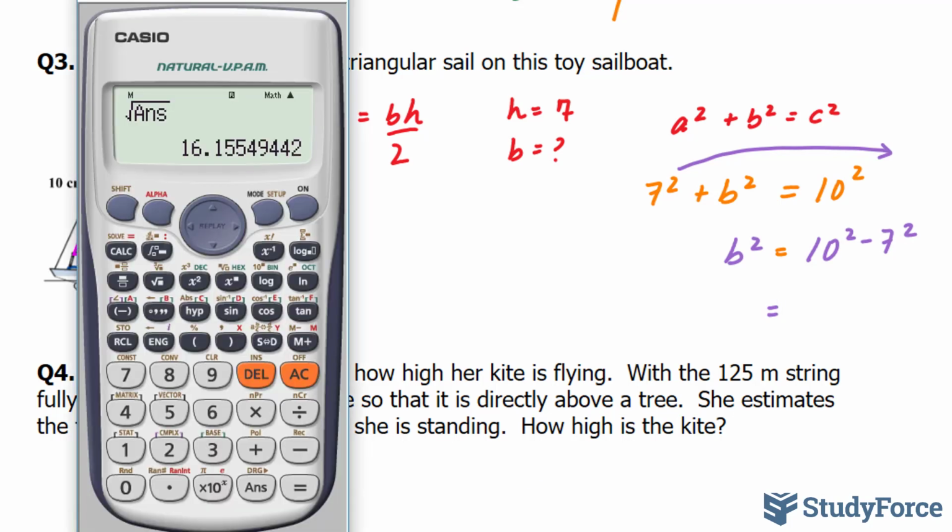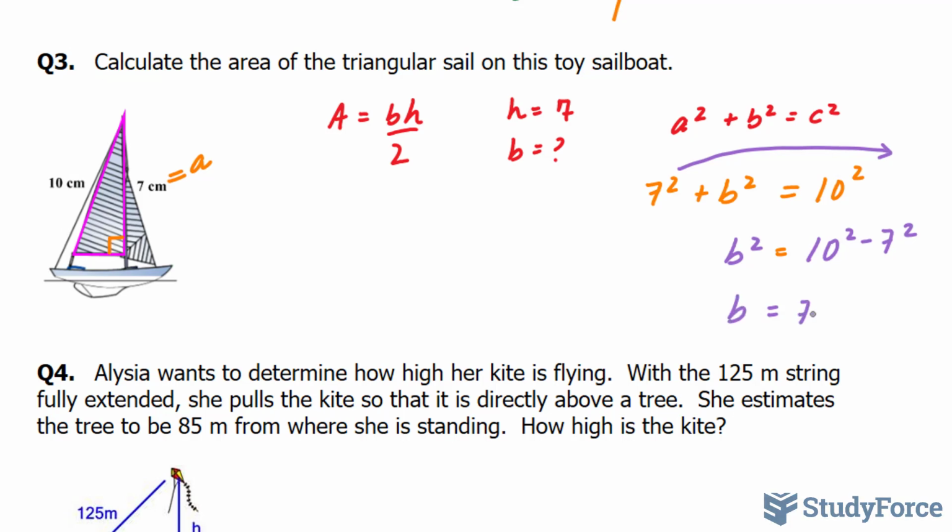Let's go ahead. We have 100, I know that's 100, minus 49, 7 to the power of 2 is 49, and we square root the answer for the previous number that you found. We get 7.14. b is equal to 7.14. Let's round this to the nearest tenth just because we want to be consistent. Let's use 7.1, and this will represent our base of the triangle which we need to find the area of.